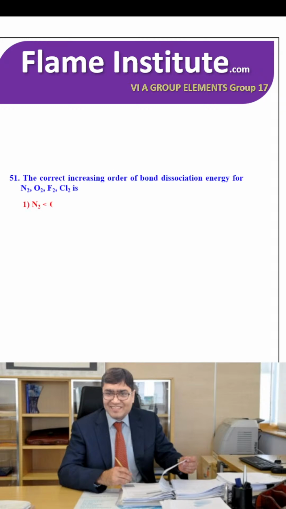The correct increasing order of the bond dissociation energy for N2, O2, F2, Cl2 is: the correct option is F2 less than Cl2 less than O2 less than N2.